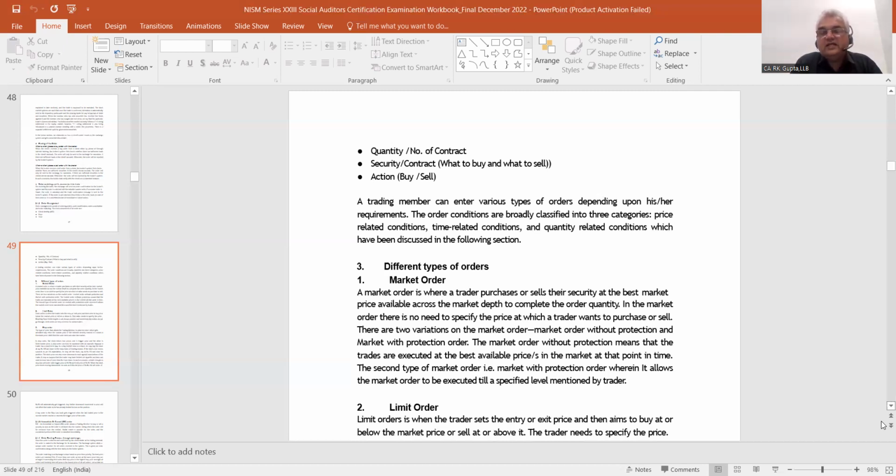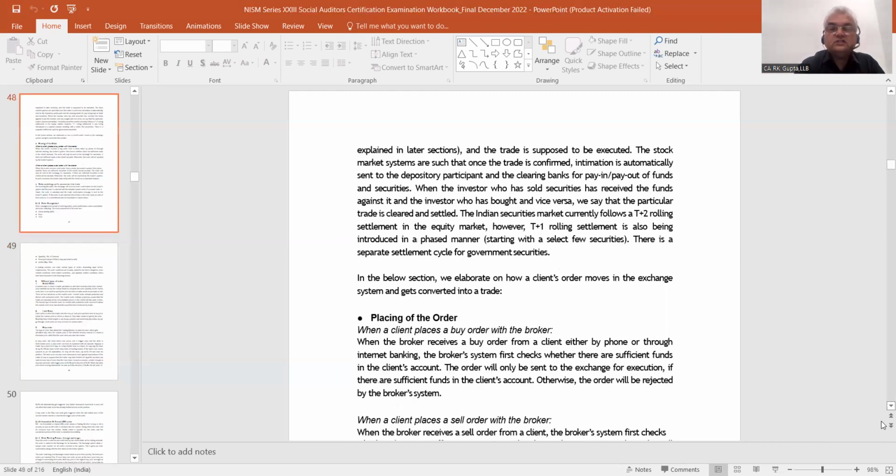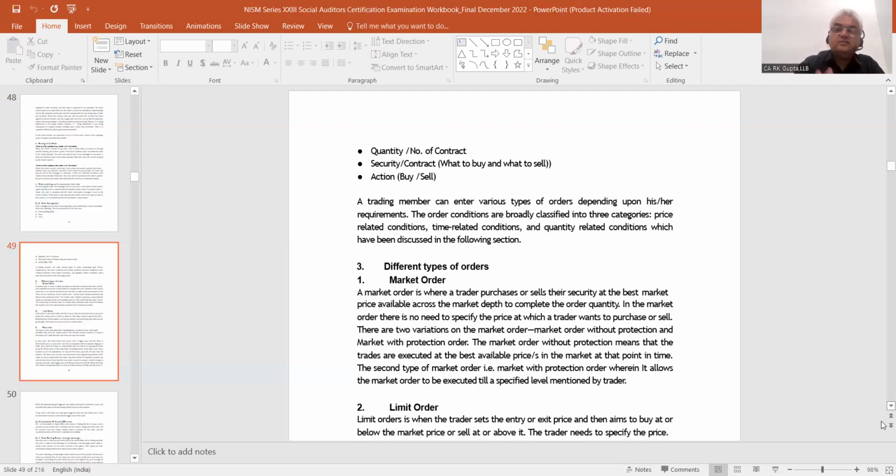Now you might notice that earlier we were discussing the client. The client is the person who is intending to buy or sell. Now the second person has entered. The second person is the trader. So the trader is not the client who is intending to buy or sell. The trader is a trading member basically.